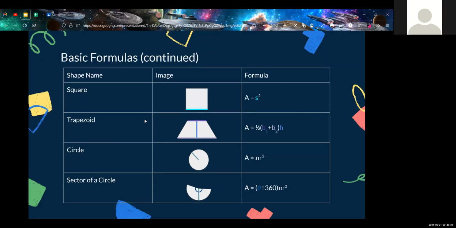So what you're saying for the sector of a circle is you take the angle, divide that by 360, and then do pi r squared, right? Right. Okay, but wouldn't the angle always be lower than 360? Yeah, that will be what fraction of the circle it is.